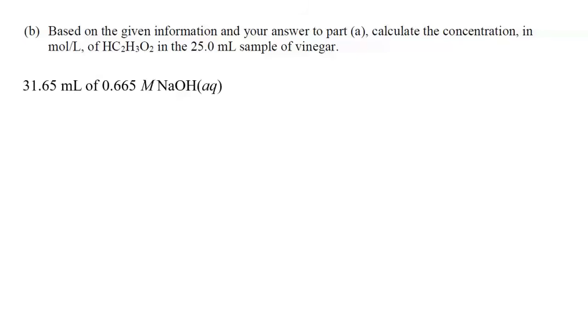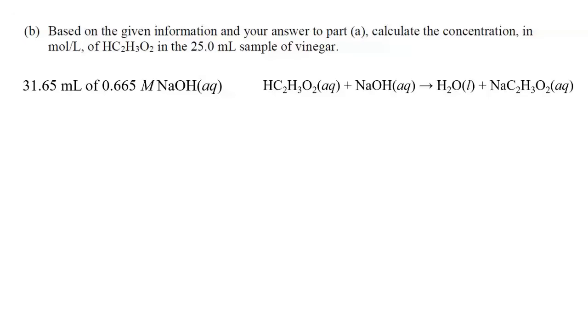We know the volume of sodium hydroxide is 31.65 milliliters. That was based on the buret calculations. We also know from the information in the table that the concentration of sodium hydroxide is 0.665 moles per liter. Another thing that we know is the balanced chemical equation, which is helpful because we can see that the relationship between acetic acid and sodium hydroxide is a 1-to-1 mole ratio based on the coefficients.